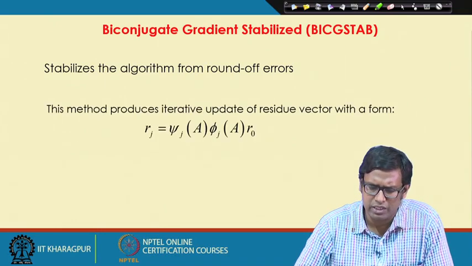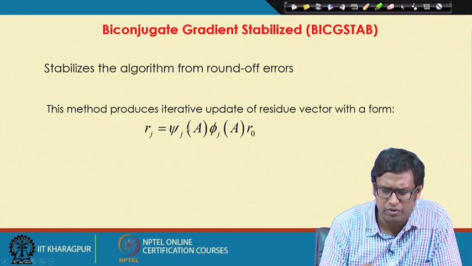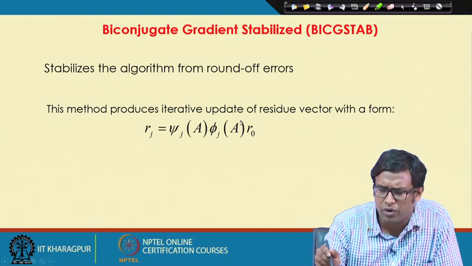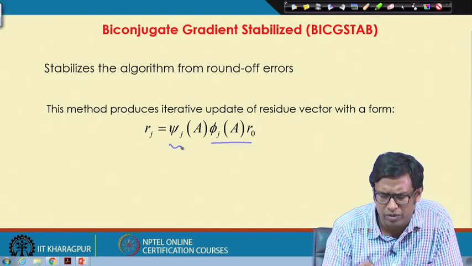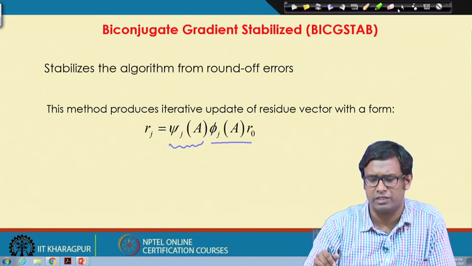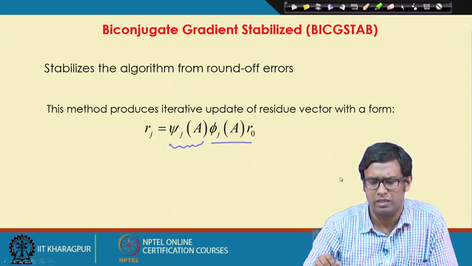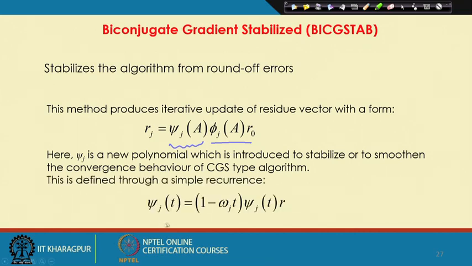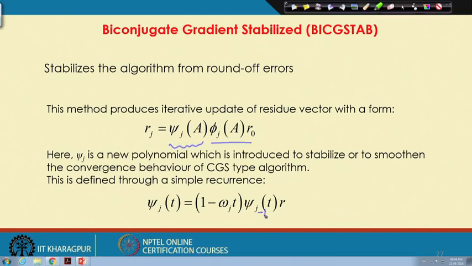The method produces iteratively an update of the residual vector of the form R j is equal to psi j of A, phi j of A, R 0. Earlier R j was only determined by phi, now we introduce another component psi. What is the role of psi? The role of psi is to smooth the function, to stabilize the method. Here psi j is a new polynomial which is introduced to stabilize or smoothen the convergence behavior of the conjugate gradient squared type of algorithm, and this is defined through the recurrence psi j of t is equal to 1 minus omega j t, psi j minus 1 of t.